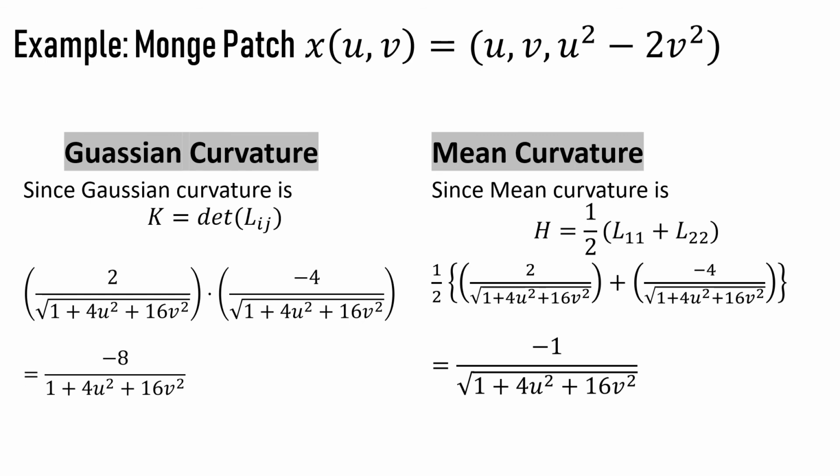And we can check that the Gaussian and mean curvatures are negative, so even if our given equation looks positive, the Gaussian and mean curvature actually turn out to be negative, which is quite interesting.